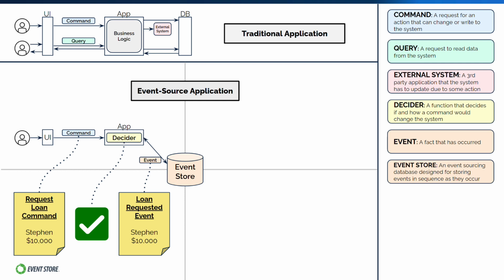Once the event is saved in the event store, the command is considered to be successfully executed, and the action it represents is complete. And this, in a nutshell, is how you make a change in an event-sourced application.